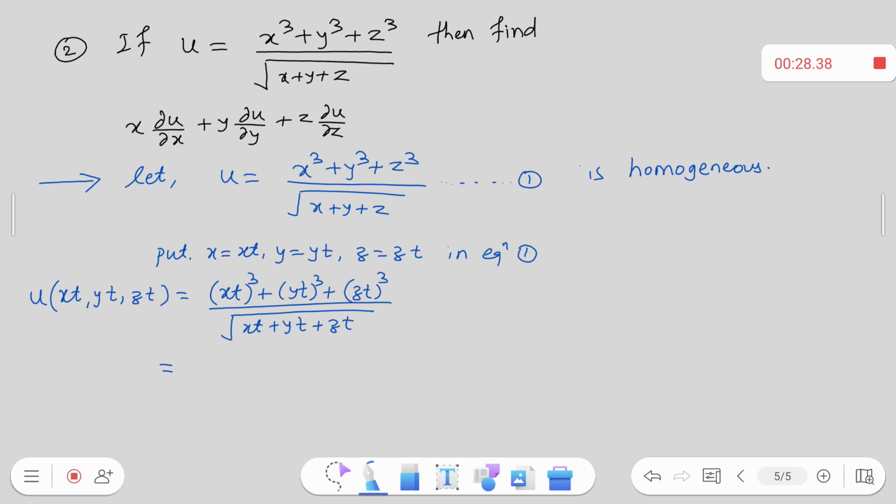From the numerator take t cube common. So the remaining term is x cube plus y cube plus z cube. And from the denominator take root t common. So the remaining term is root x plus y plus z. So that is t cube, and this 1 upon root t becomes t to the power minus half.